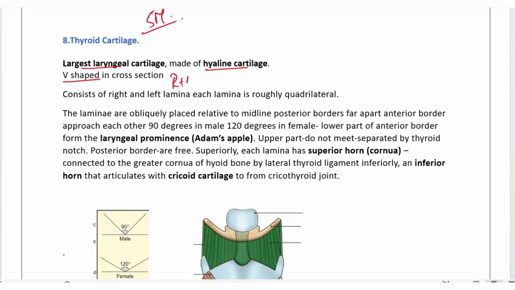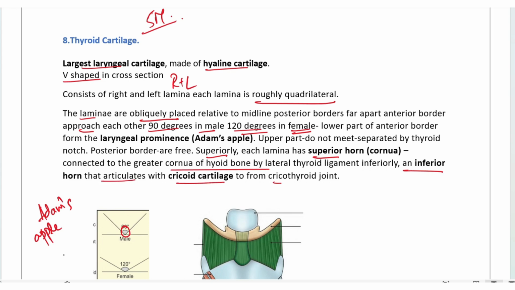It consists of the right and left lamina. It's roughly quadrilateral in shape. The lamina are obliquely placed relative to the midline. They approach at 90 degrees in male and 120 degrees in female. Okay, this prominence that is formed here is called the Adam's apple or the laryngeal prominence. Superiorly, the superior horn connects to the greater cornu of the hyoid bone, and inferiorly it articulates with the cricoid cartilage to form the cricothyroid joint.